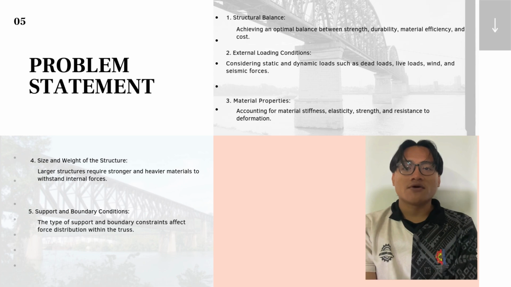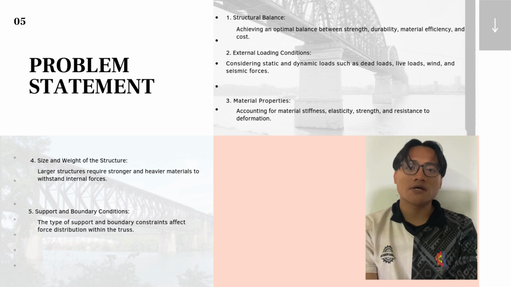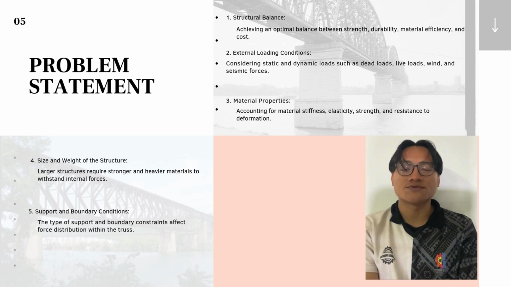Size and weight of the structure, which is the largest structure requires stronger and heavier material to withstand internal forces. The next one is supports and boundary conditions. The type of support and boundary constraint affects force distribution within the truss.